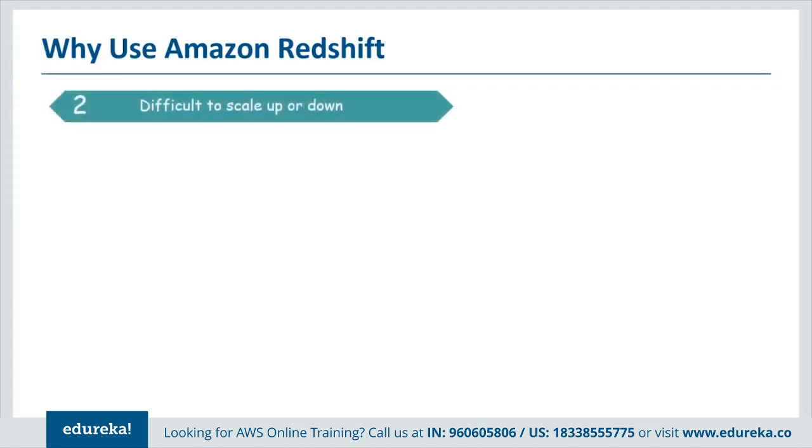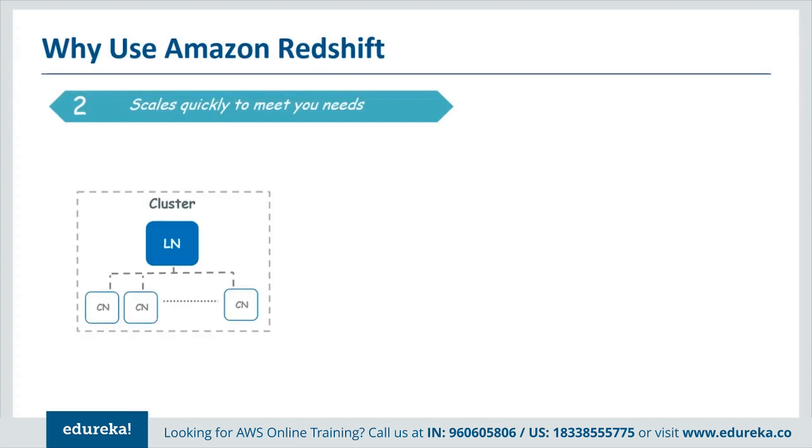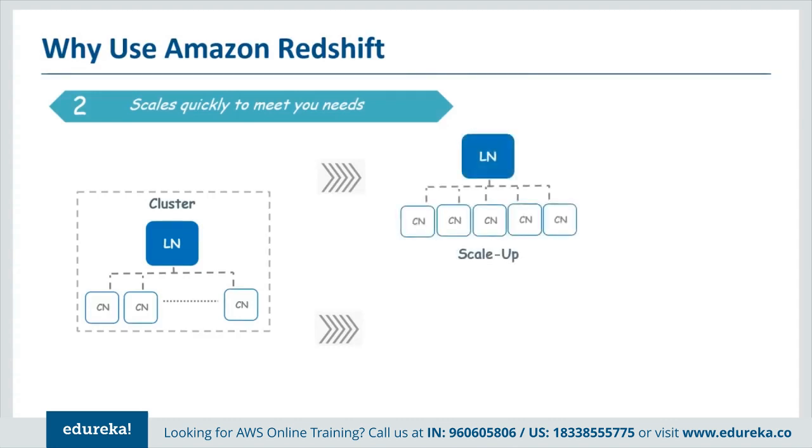We also learned that auto-scaling is difficult in a traditional data warehouse, but you can scale quickly to meet your needs in Amazon Redshift. Well, we already know that a cluster has a leader node and one or more compute nodes. So if you want to auto-scale in Amazon Redshift, all you have to do is resize your cluster. As we know, these compute nodes are like compute resources. So if you want to scale up, you can increase the number of compute nodes. Similarly, if you want to scale down, you just have to decrease the number of compute nodes.